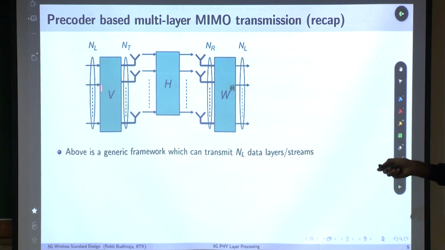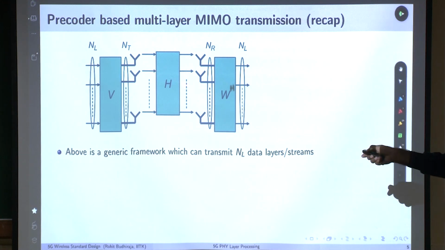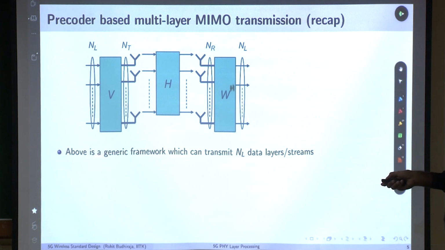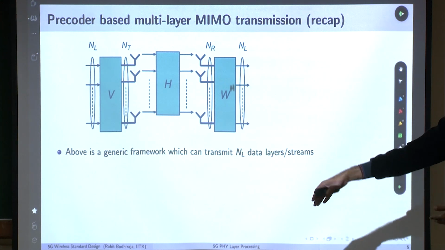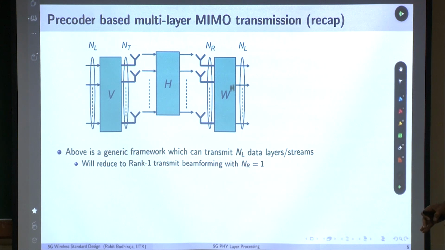And here the base station uses precoder V for NL layers, the precoder maps this to the NT antennas, goes through the channel, and the received signal gets multiplied by W Hermitian, and the NL layers are basically recovered at the receiver, okay? So it is a generic framework which can help us in transmitting NL data layers or streams, okay, right? And what happens if NR is set to 1? It reduces to the framework on the last slide, because the number of receiver antennas is 1, okay, fine, okay.